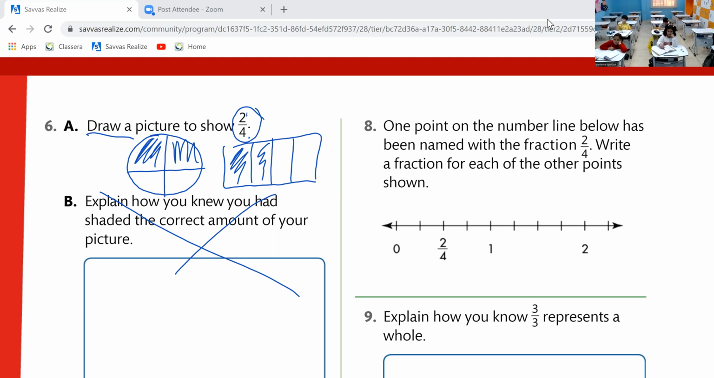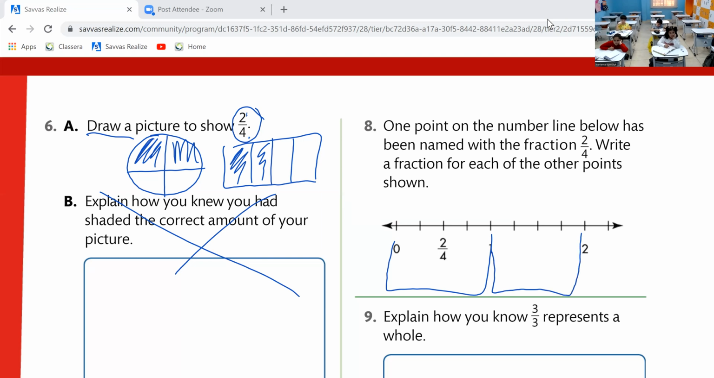Let's do number 8. One point on the number line below has been named with the fraction 2 out of 4. Write a fraction for each of the other points shown. So on this number line, we need to understand where the whole is. From 0 to 1 is a whole, and from 1 to 2 is also a whole.